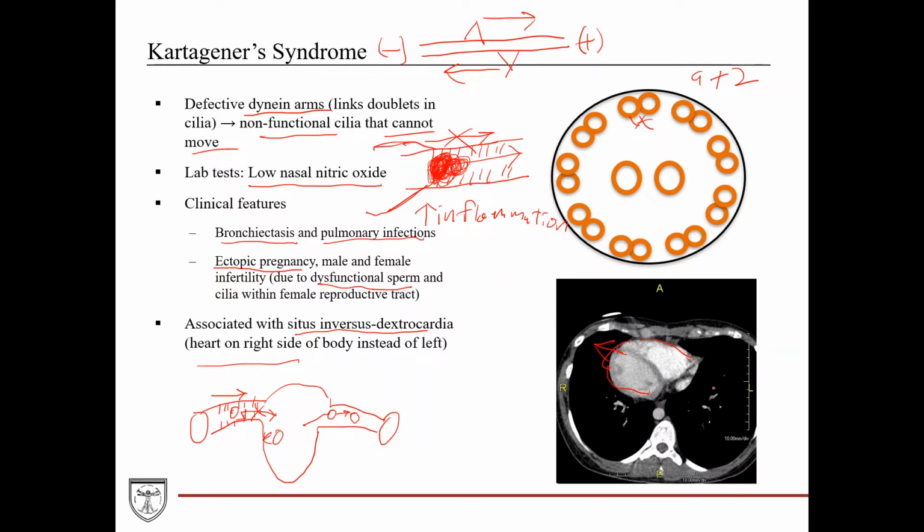Remember, in radiology, things are flipped. So this is the right side, this is the left side. And so you see the apex pointing towards the right instead of the left. And really the orientation of the heart is completely towards the right side of the body versus the left, which is the total reverse of normal.